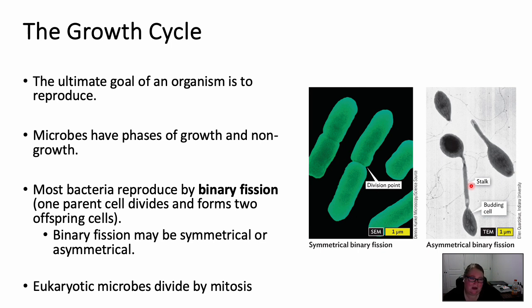Okay, and then we have eukaryotic microbes, because binary fission happens mostly with prokaryotes. Eukaryotic microbes divide by mitosis, and we're going to talk about mitosis in a lot more detail in a later chapter, just not right now.